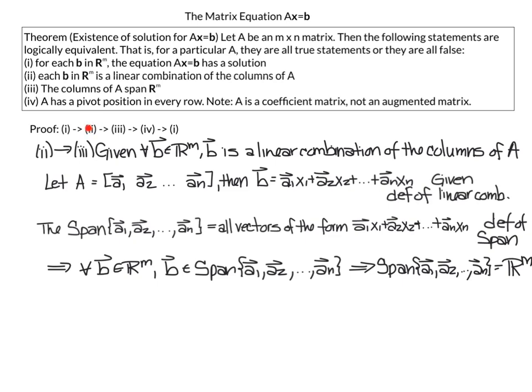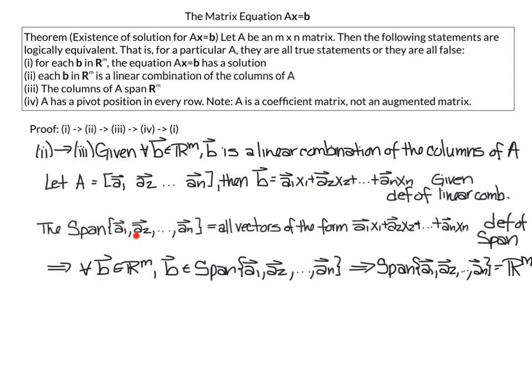For the second part, we're going to prove 2 implies 3. We're given 2, which is that for every B in R^m, B is a linear combination of the columns of A, and we want to prove the columns of A span R^m. I am going to rewrite my matrix A as several column vectors, A1, A2, up to AN. Then B, since it's a linear combination of the columns of A, is equal to A1 x1 plus A2 x2 plus AN xn. Again, that's using our given and also the definition of linear combination.